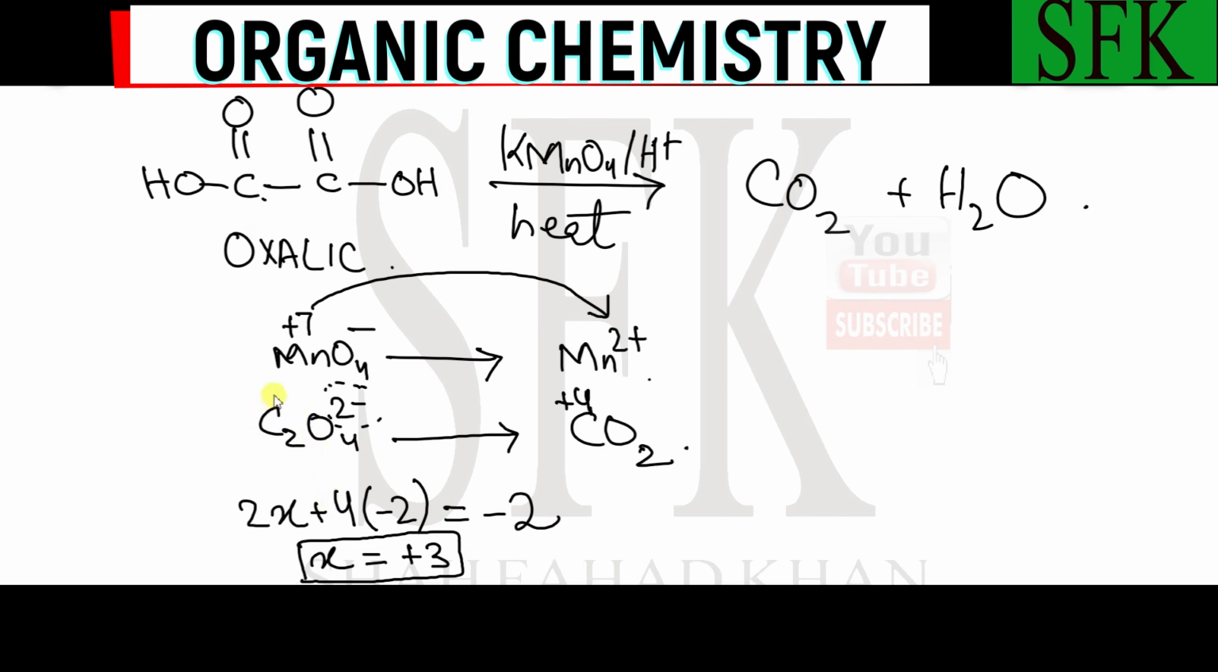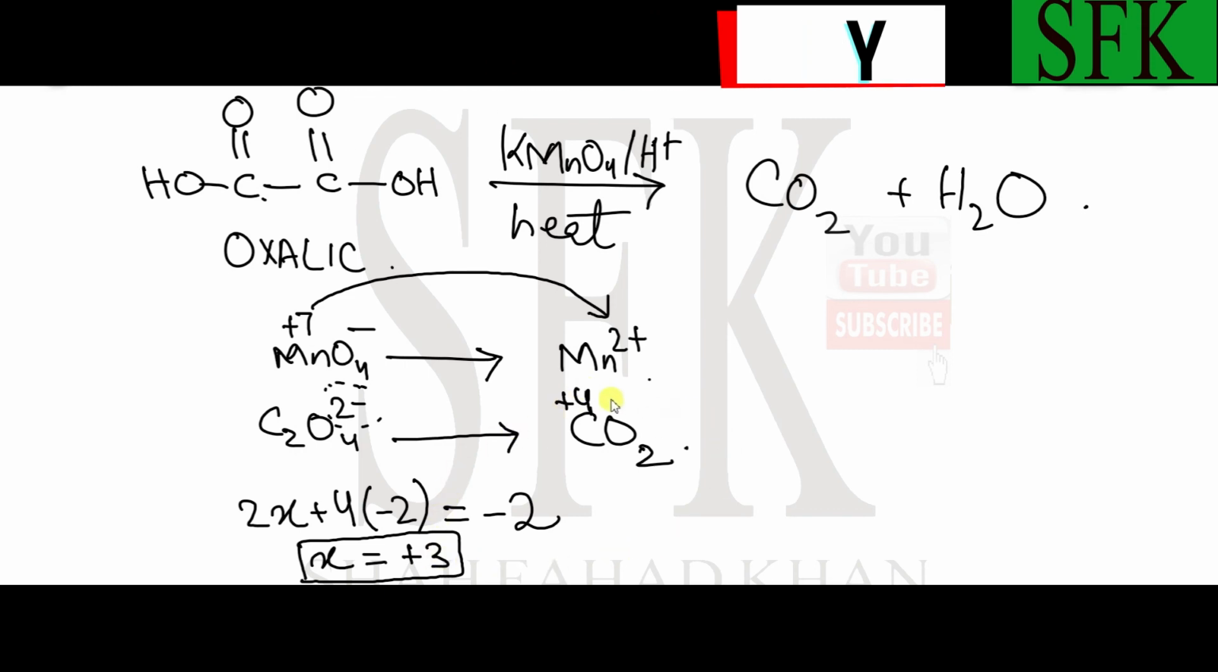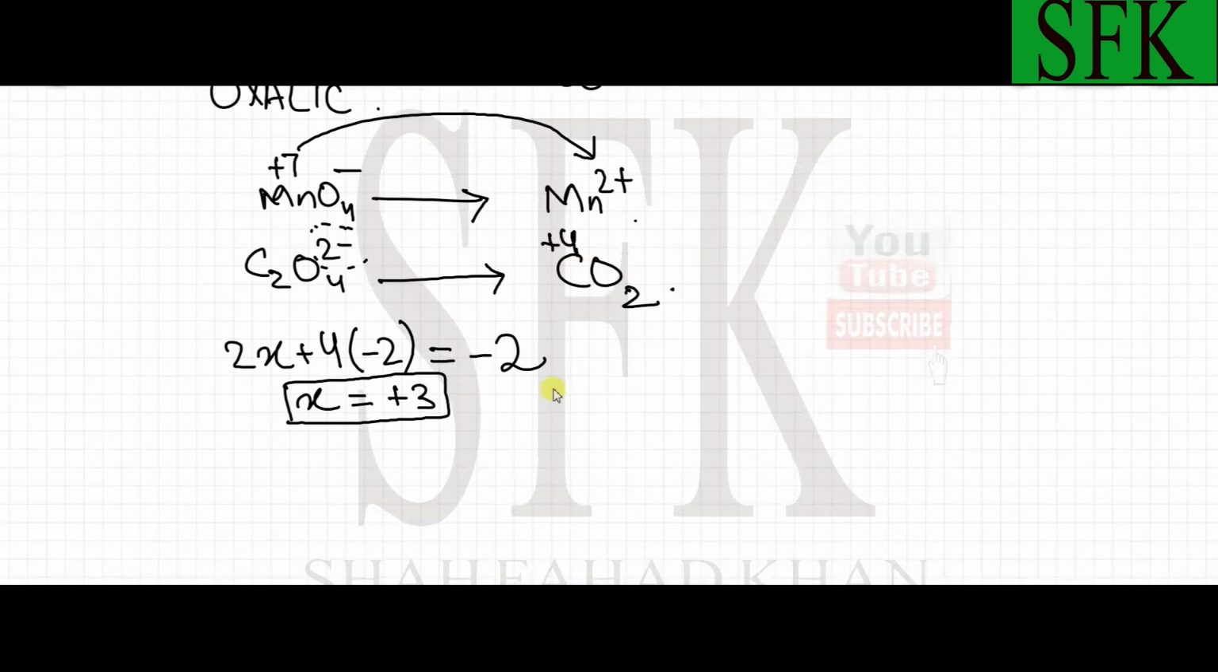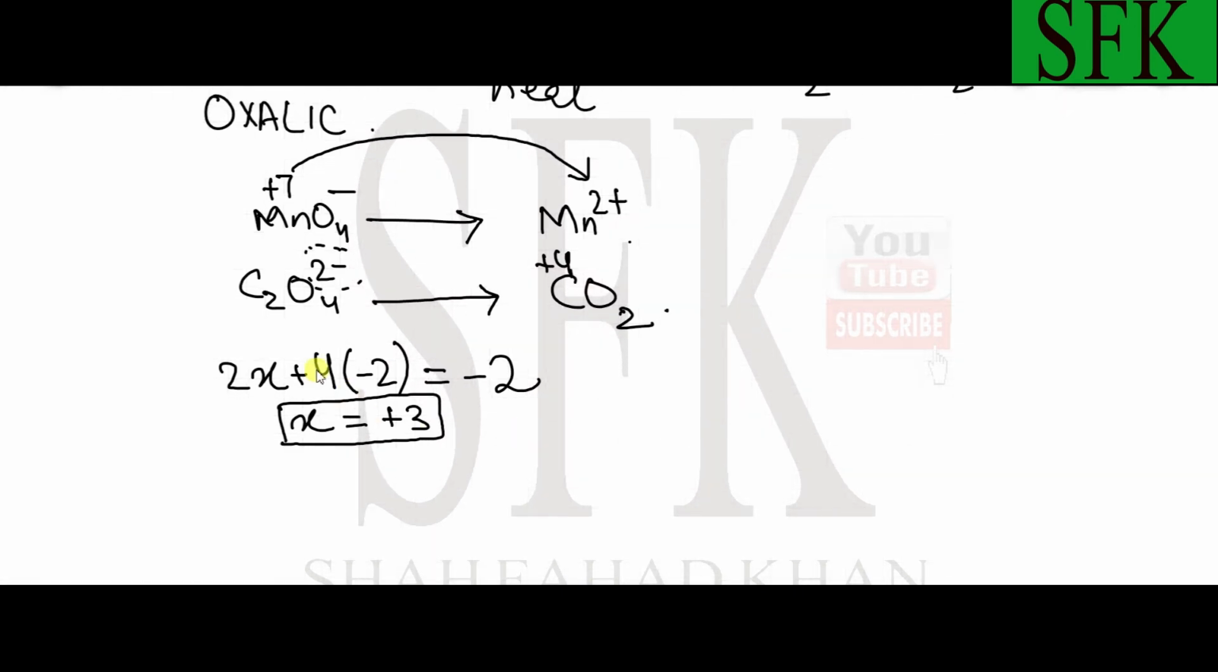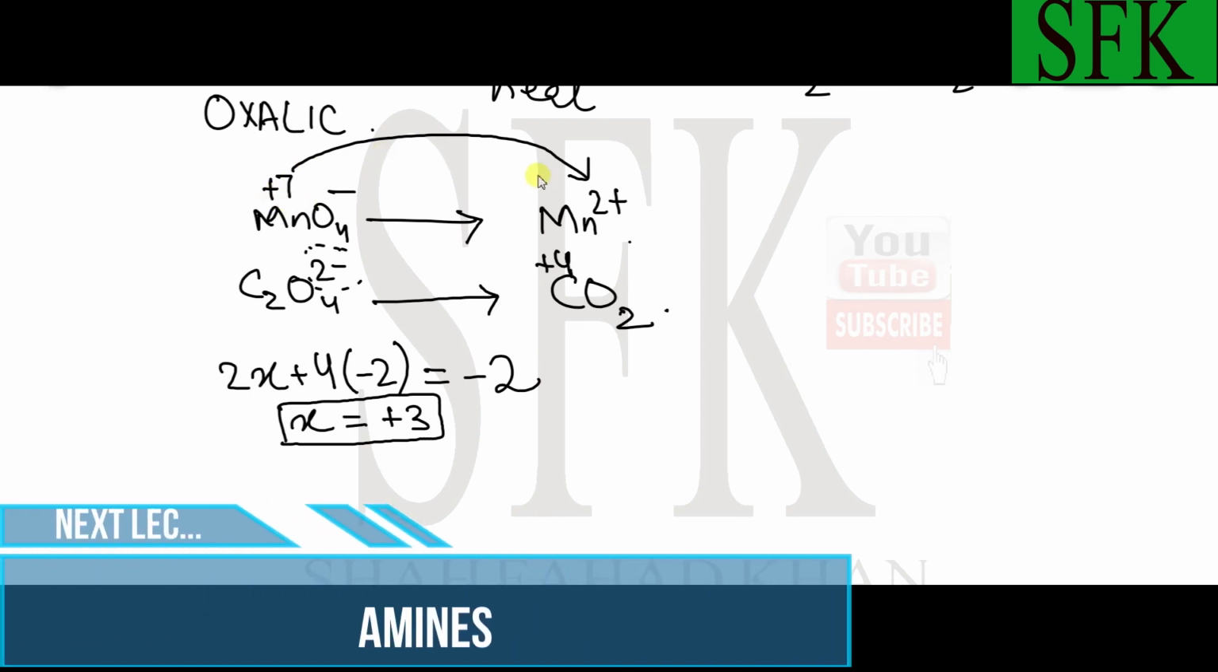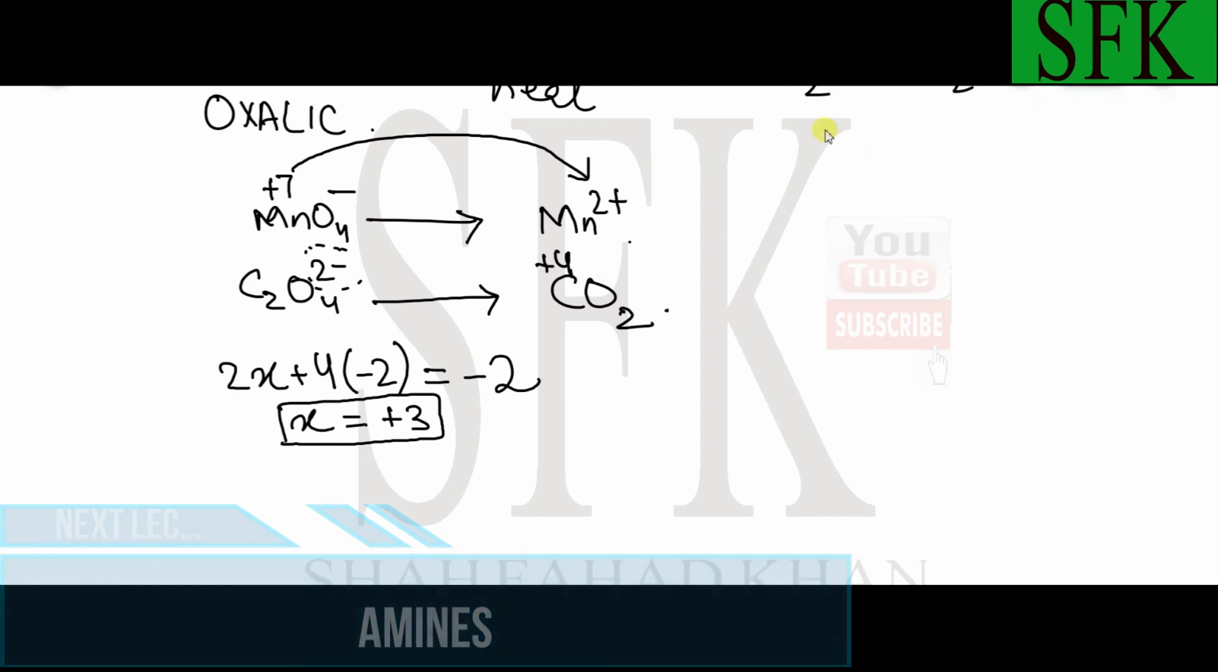So this plus 3 carbon has been oxidized to plus 4, because an increase in oxidation number is oxidation. The carbon atom has been oxidized and the manganese itself has been reduced, so the oxidizing agent does get reduced. Now there are redox calculations on the basis of these two equations, and we are going to talk about the redox calculations in the next video.